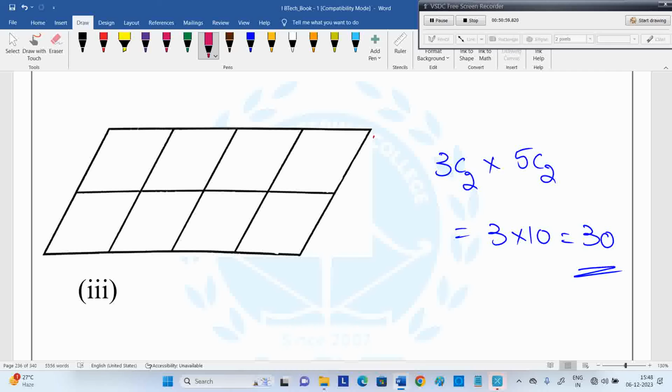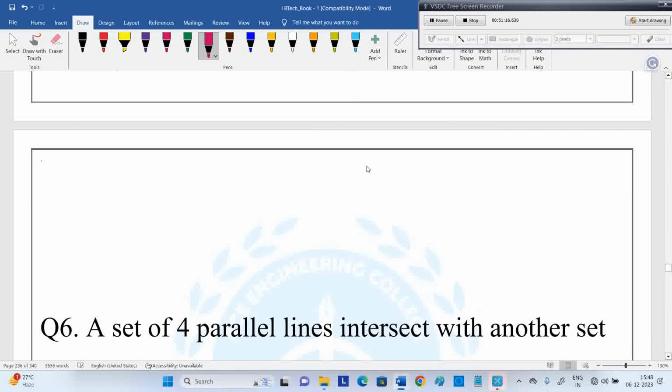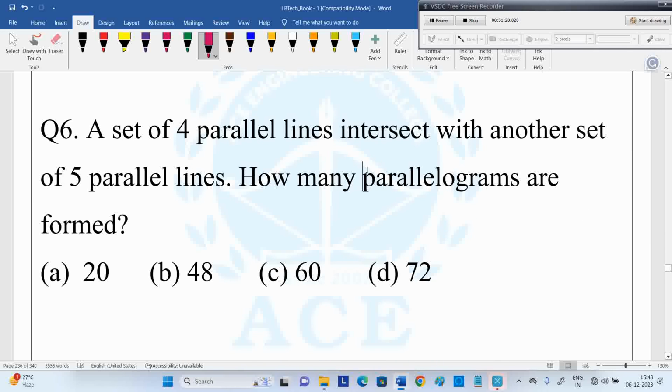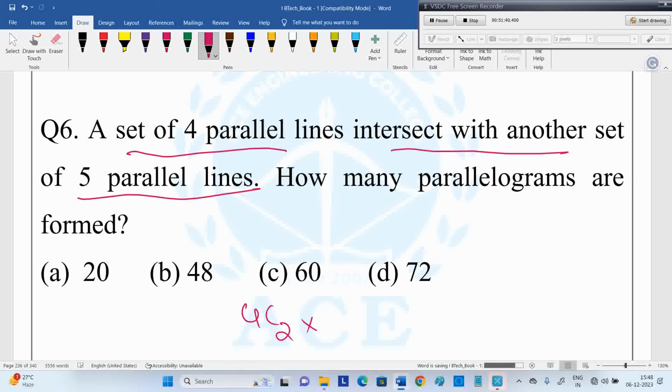Set 1, set 2, I am calling this set 1 parallel lines, and this is the second set of parallel lines. Now, the theory question is given. A set of 4 parallel lines intersect with another set of 5 parallel lines. Then they're asking how many parallelograms. If it is horizontal, vertical, rectangles will come. As it is parallel lines, parallelogram will come. So 4C2 into 5C2. We solved today itself 4C2 is 6, 5C2 is 10. 6 into 10 is 60 parallelograms.